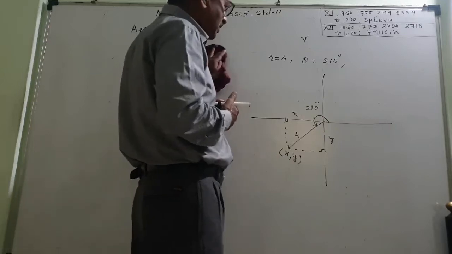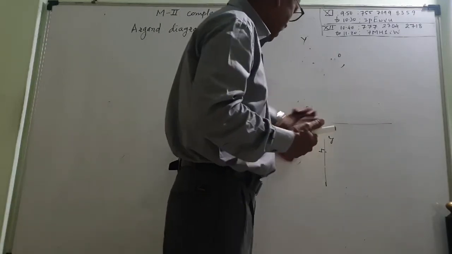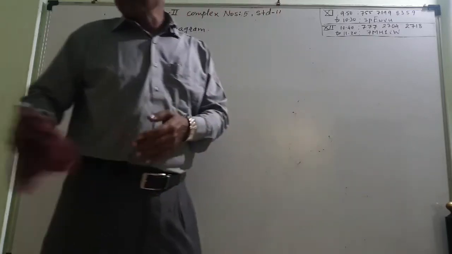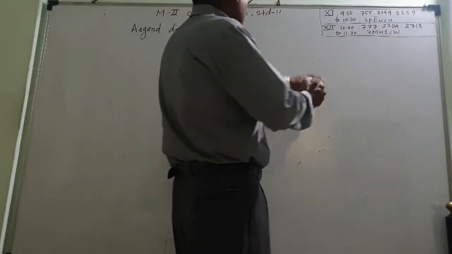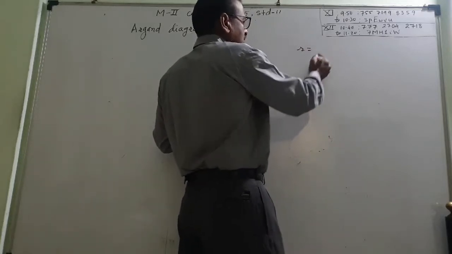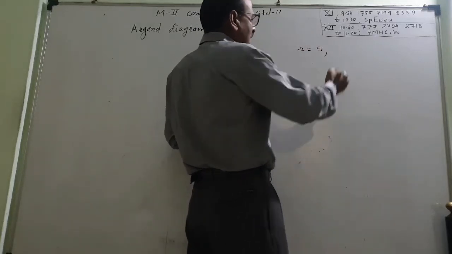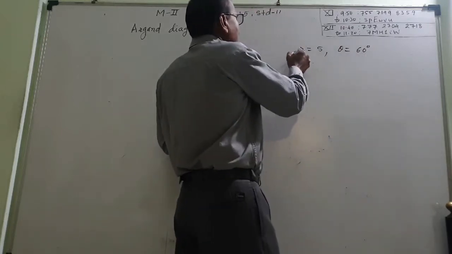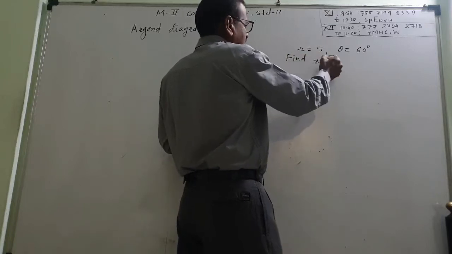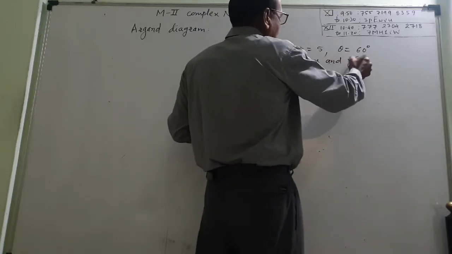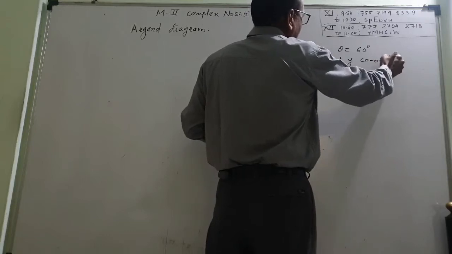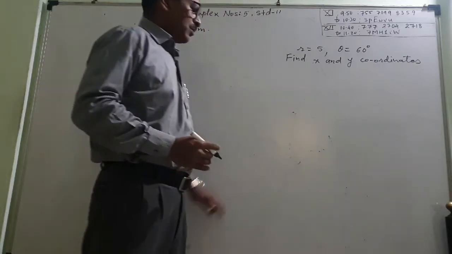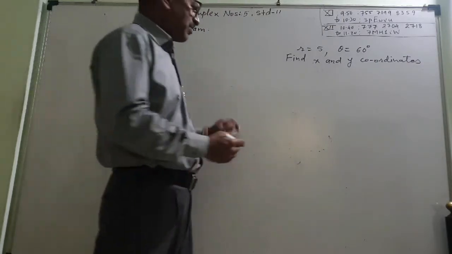So I will go to some other concept now. How to find the x and y coordinates? Argand diagram is given. Say suppose r is equal to 5 and theta is equal to 60 degree. Find x and y coordinates. Can I find it? Yes, definitely I will find it out.